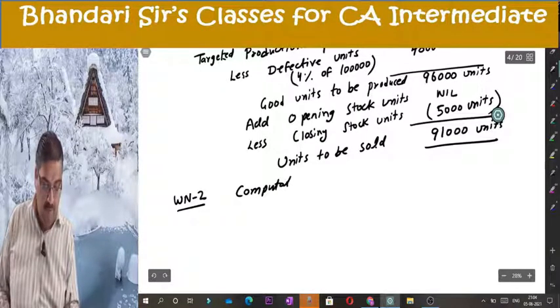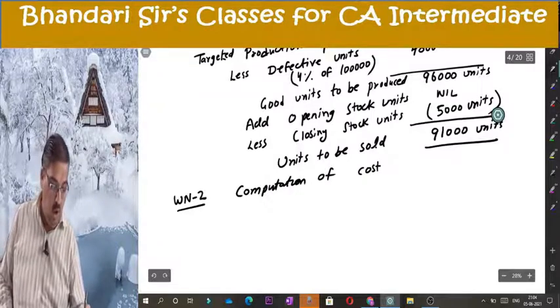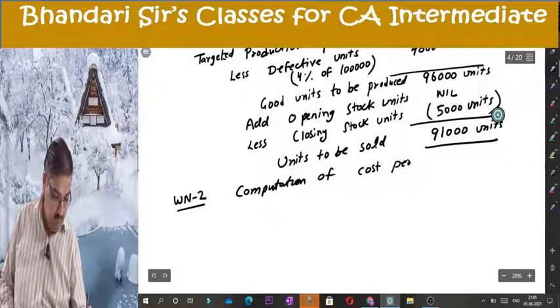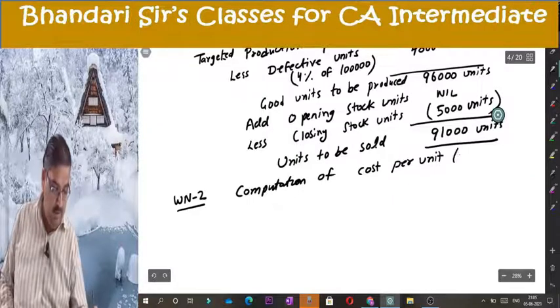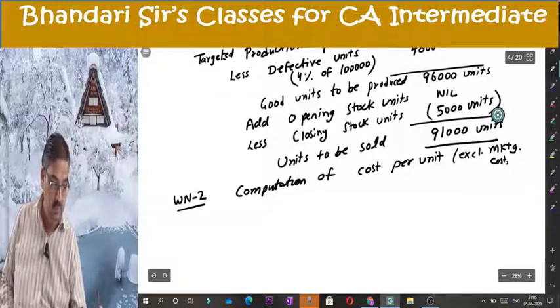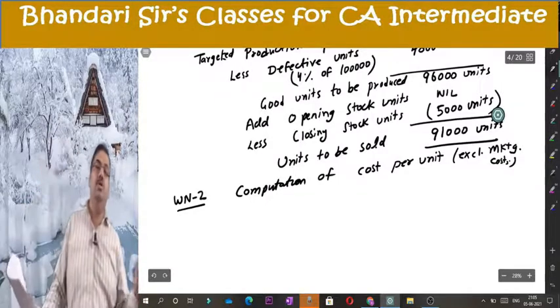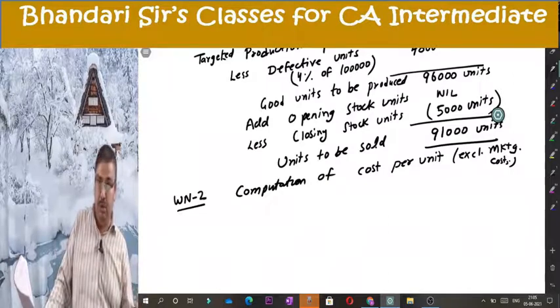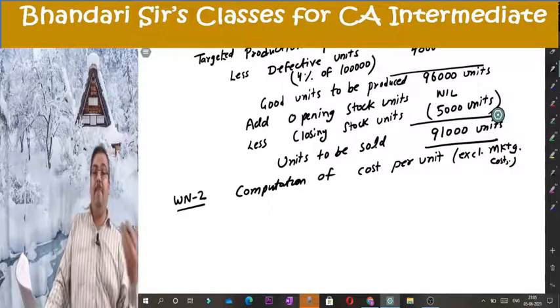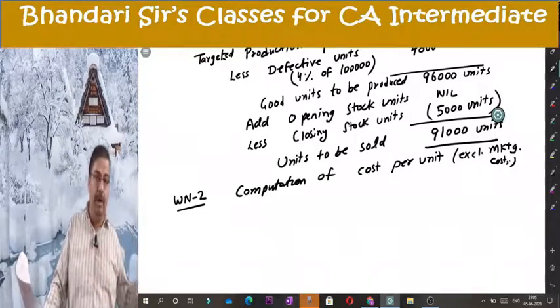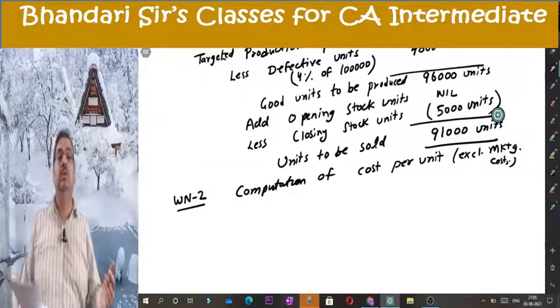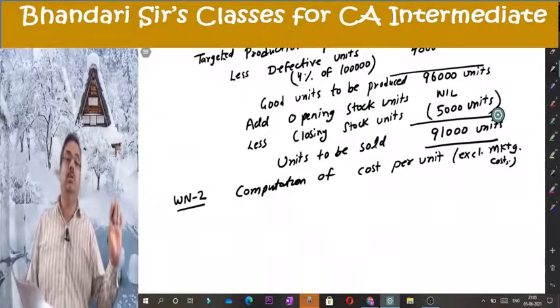Computation of cost per unit, excluding marketing cost, not including general administration, selling, distribution or secondary packing cost. All those are excluded because we are given cost excluding those costs.